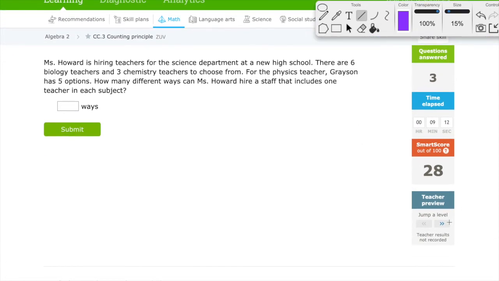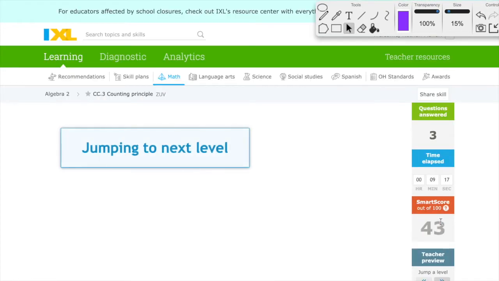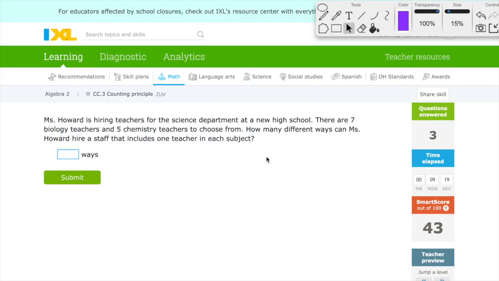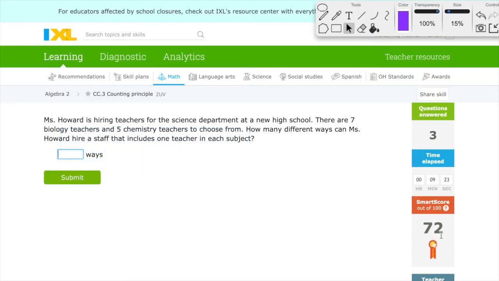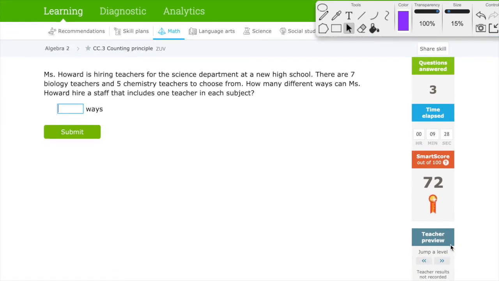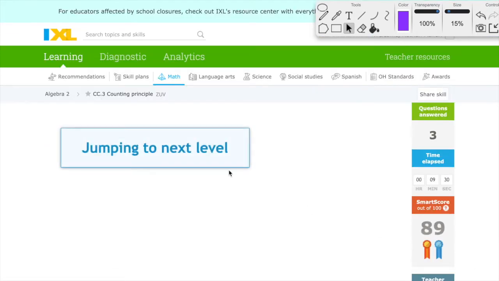Let's skip ahead and see if there's any real changes here. Like I said, that's kind of the same idea for each one. I don't know if they really get any more difficult other than just adding more options. It really wants us to do this Mr. Howard or Mrs. Howard problem.